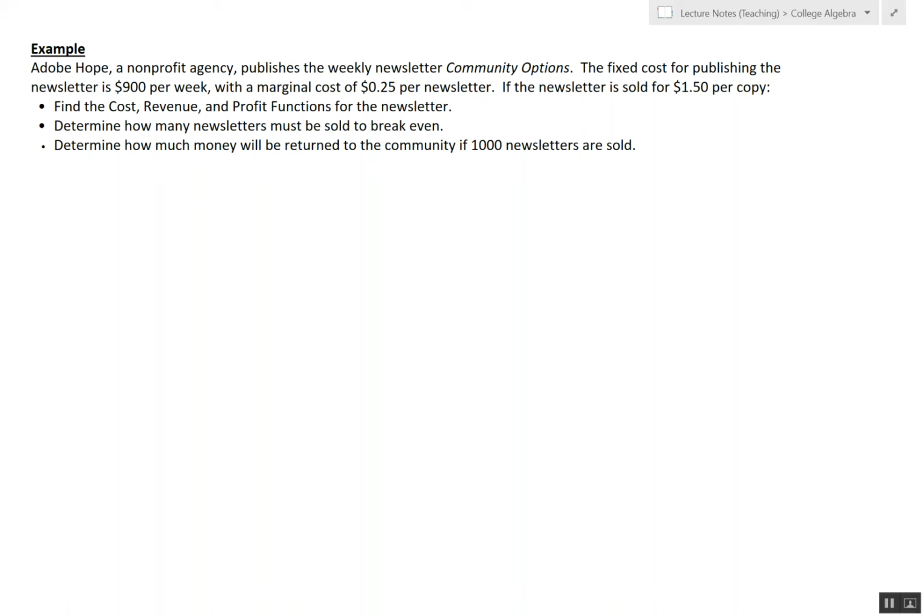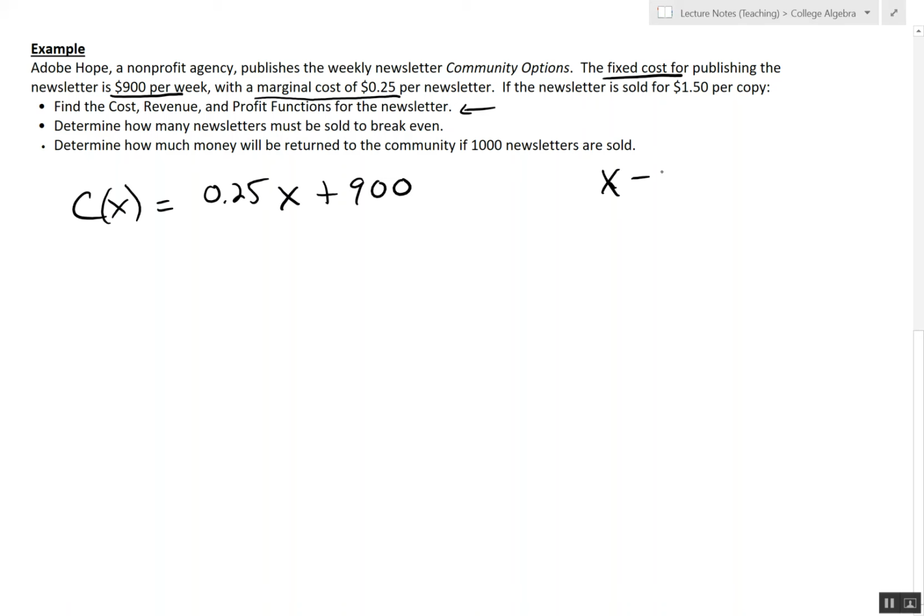So the first thing it wants us to do is find the cost, revenue, and profit functions. So our cost function, well, we know what our fixed costs are going to be. They're going to be $900 because it actually told us the fixed cost was $900. So then it also talks about marginal cost. So notice when it says marginal cost, it's going to be the slope of a line in the cost function. So this is going to be 0.25 times the number of copies. So we're going to let x be the number of copies sold. So that's the cost function.